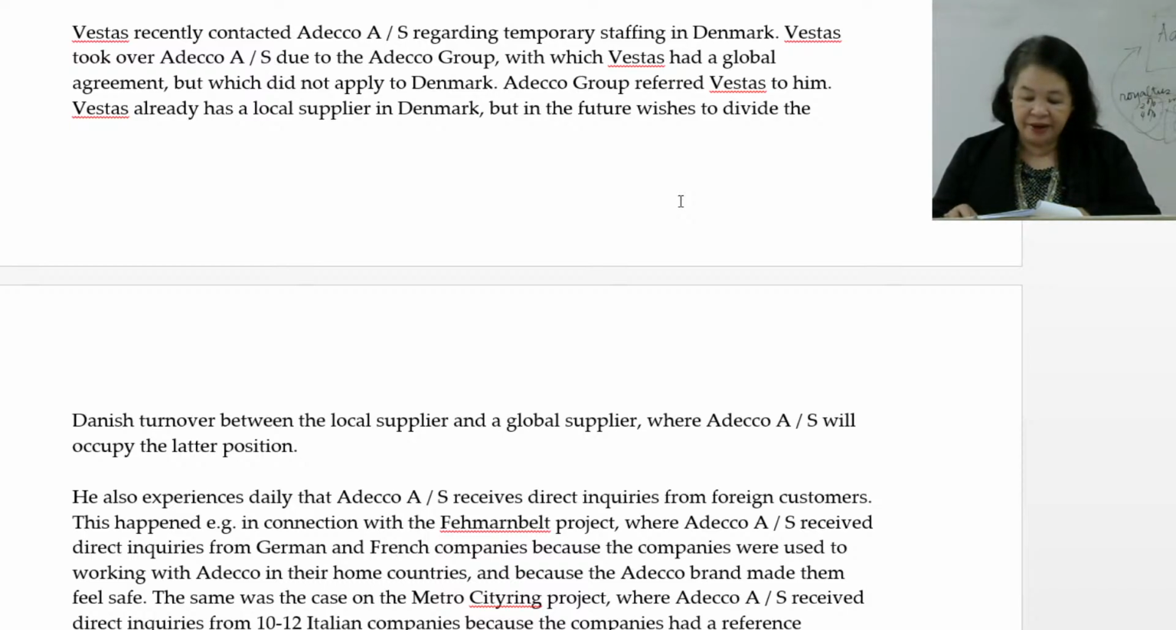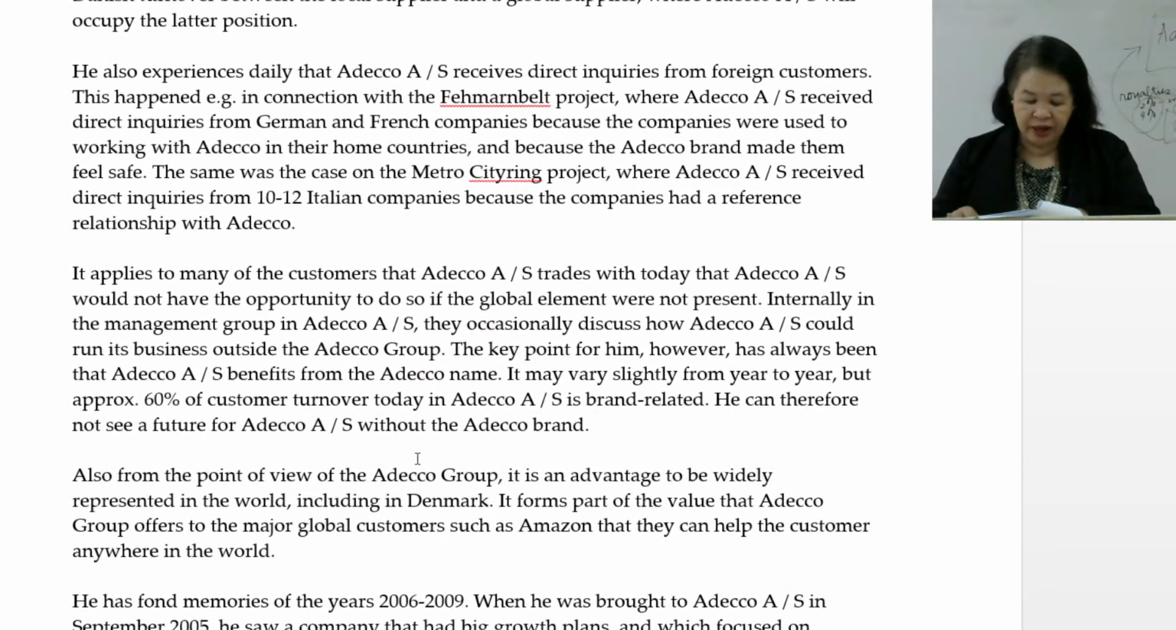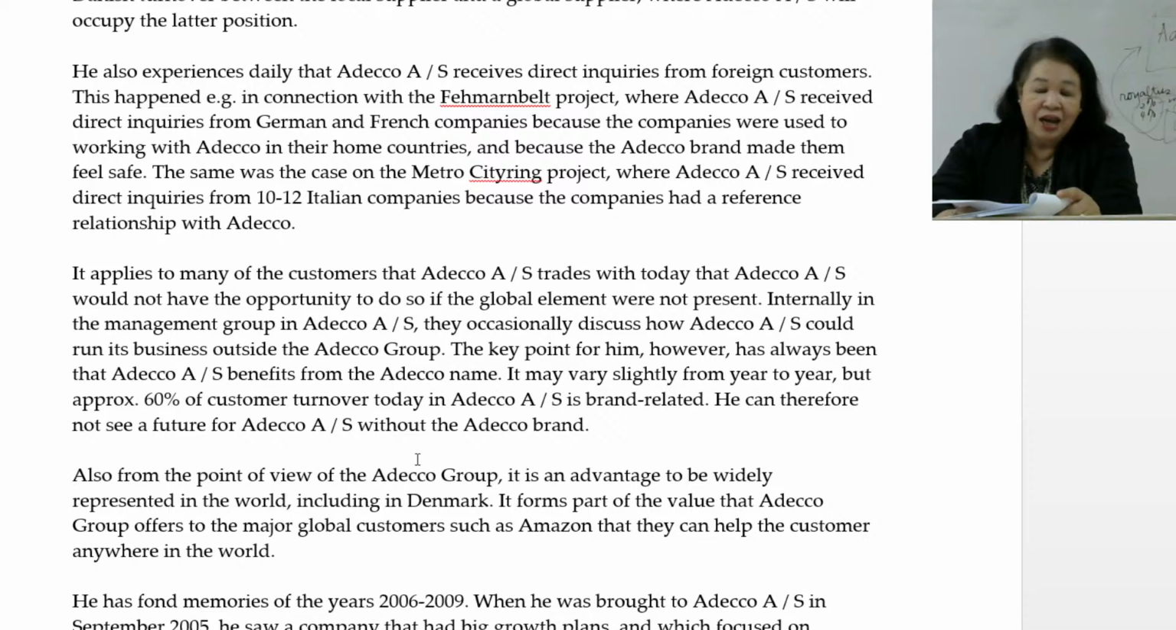Adecco AS receives direct inquiries from foreign customers. This happened in connection with the Fehmarn Belt project, where Adecco AS received direct inquiries from German and French companies because the companies were used to working with Adecco in their home countries. No? Kaya kinukontak sila sa Denmark ng mga companies because meron na silang affiliation doon sa ibang company ng Adecco, no? Sa home countries nila.